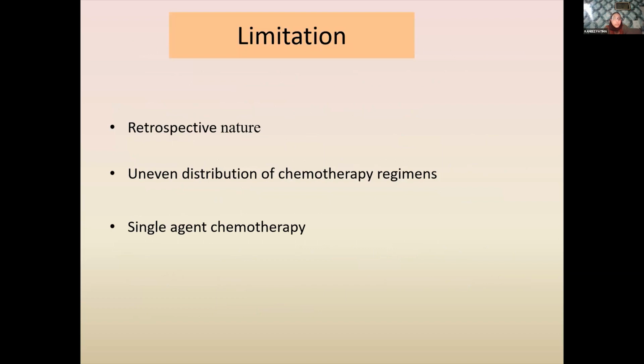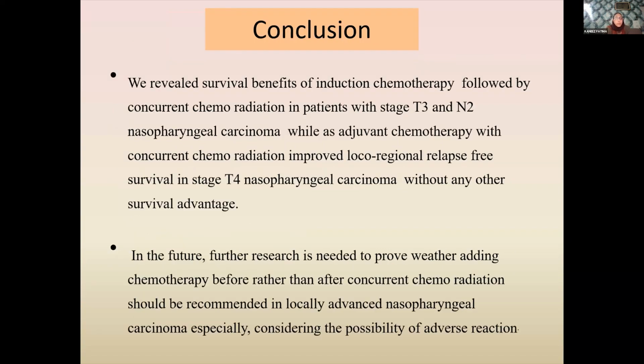There are certain limitations of our study. One is the retrospective nature of the study, and because of this, we could not analyze the acute toxicities or compare them between the two groups. The second is the uneven distribution of the chemotherapy regimens between the two groups. And third, some of the patients in the adjuvant setting received only single agent cisplatin because of toxicity of the 5-FU.